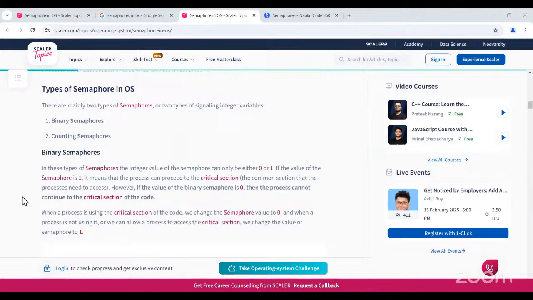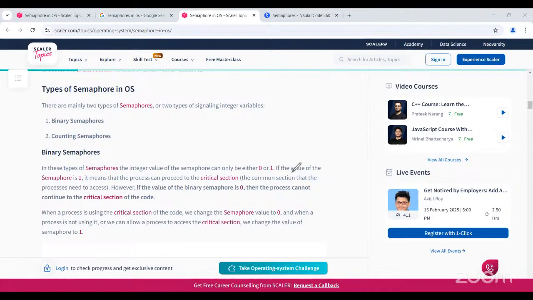There are two types of semaphores. One is the binary semaphore, and the next one is the counting semaphore. So what is a binary semaphore?